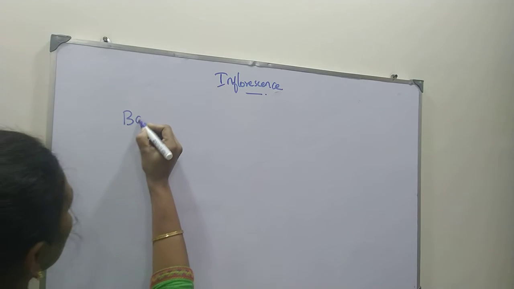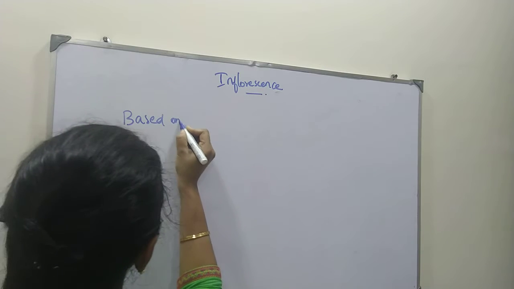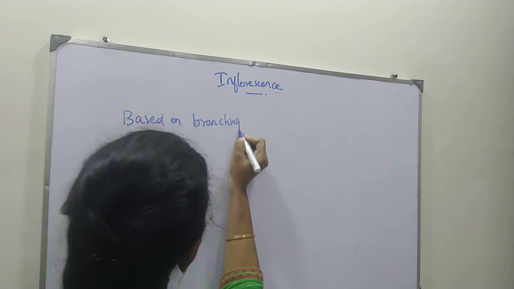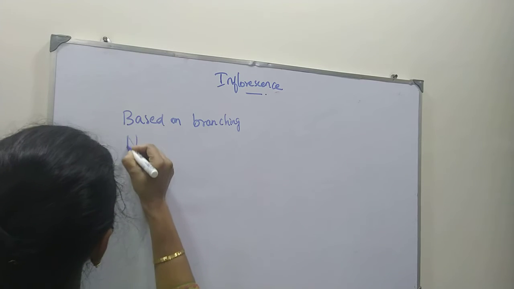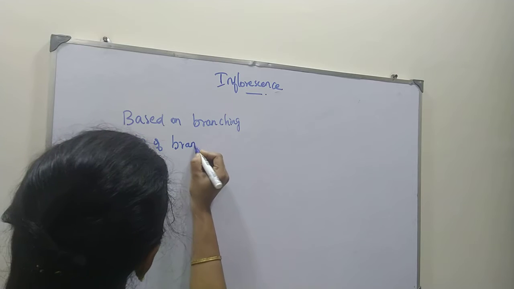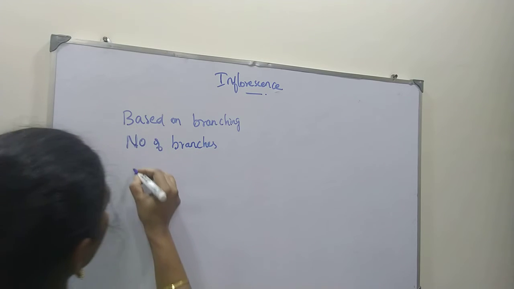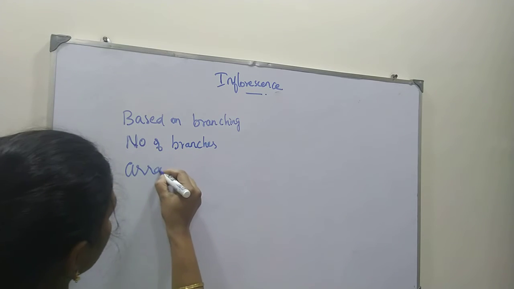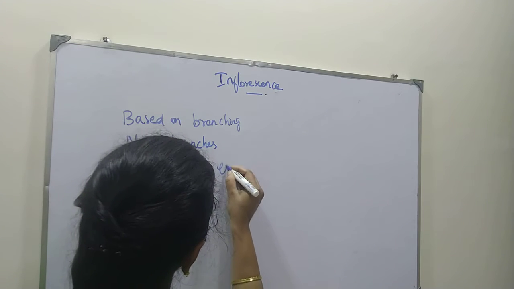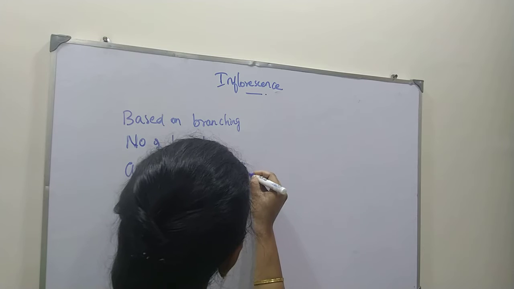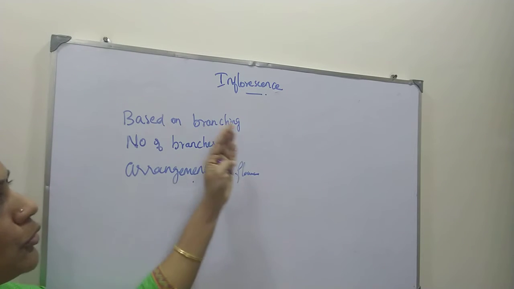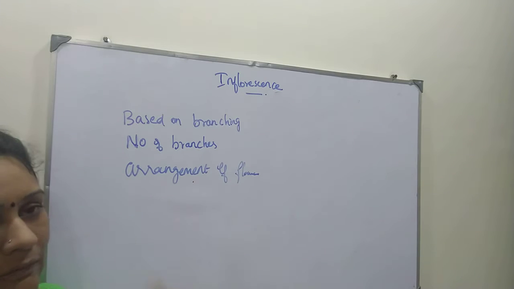So based on branching, number of branches, and arrangement of flowers. These three things are very important in determining the type of the inflorescence.